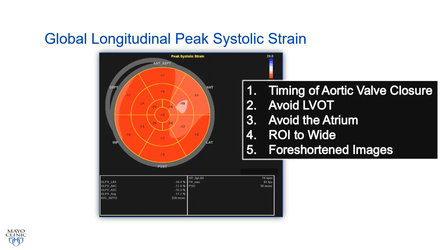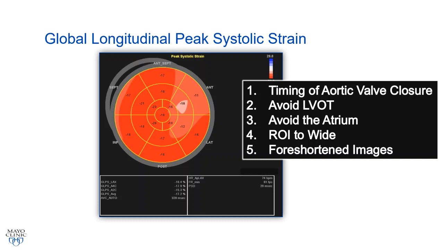So when evaluating global longitudinal peak systolic strain, in an effort to try to minimize at least the human variability in measurements, it's important to look at some factors such as the timing of aortic valve closure. Too soon, you may underestimate longitudinal strain. Avoid tracking into the LVOT or past the annulus a little bit into the left atrium, both of which may result in an underestimation of longitudinal strain.